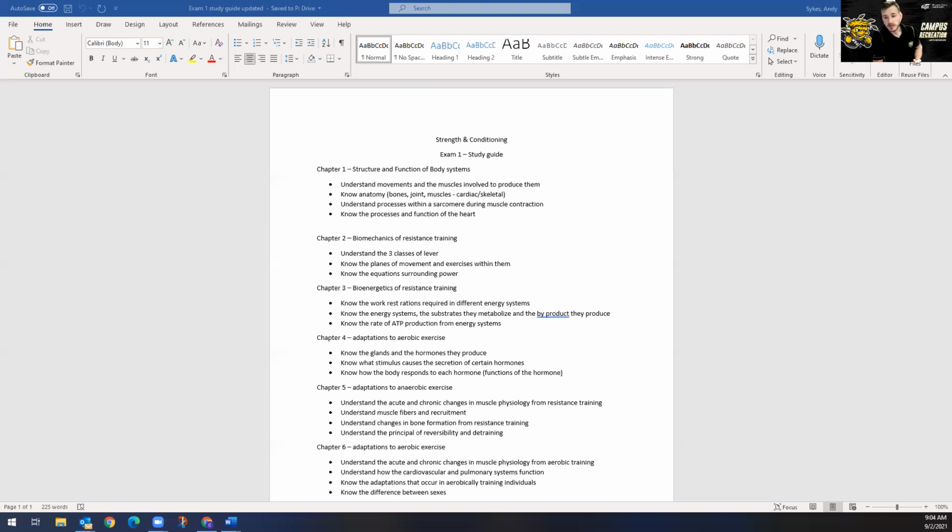Know your anatomy: bones, joints, muscles, cardiac and skeletal. We talked about it in our classes, your anatomical position, knowing the muscles from there. Know your medical terminology and referring to that anatomical position. We've talked about medial, lateral, superior, inferior, things of that nature, knowing the location of one muscle and being able to describe it compared to another muscle's location. So distal, proximal, things like that.